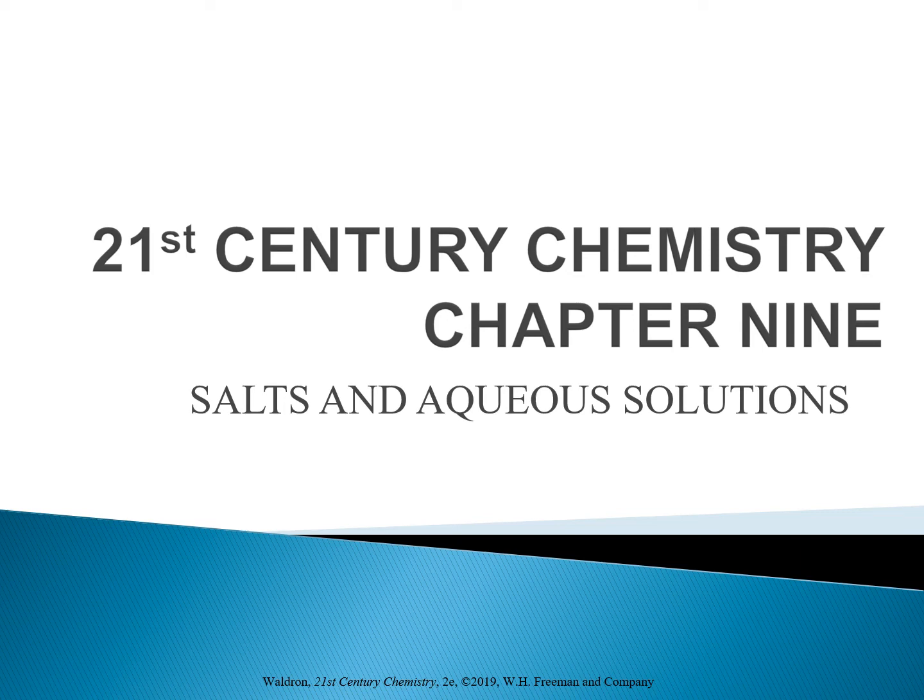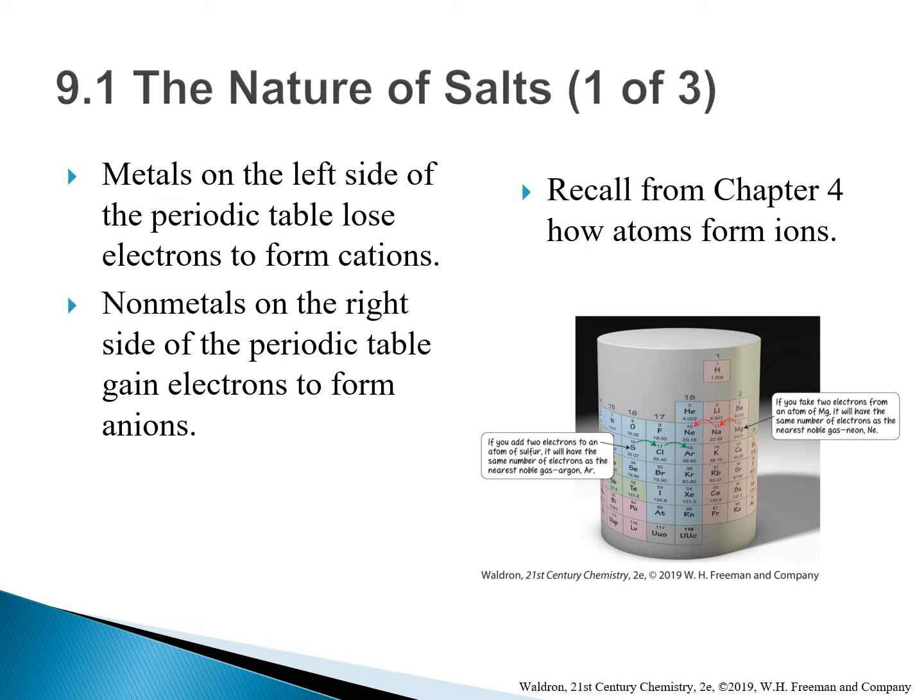Chapter 9, Salts and Aqueous Solutions. In this chapter, we will explore the nature of salts and how they interact with water. A quick recall from Chapter 4. Metals on the left side of the periodic table lose electrons to form positively charged cations, and nonmetals on the right side of the periodic table gain electrons to form negatively charged anions.